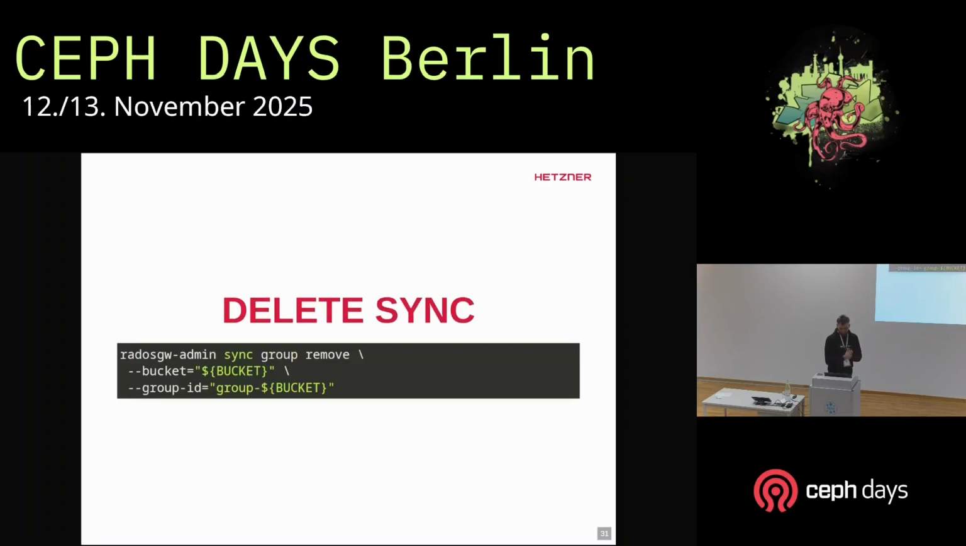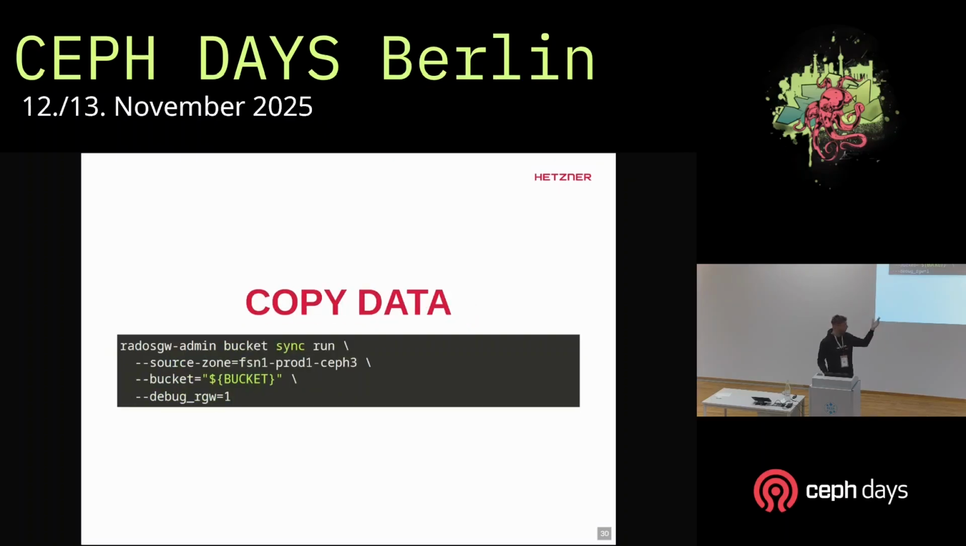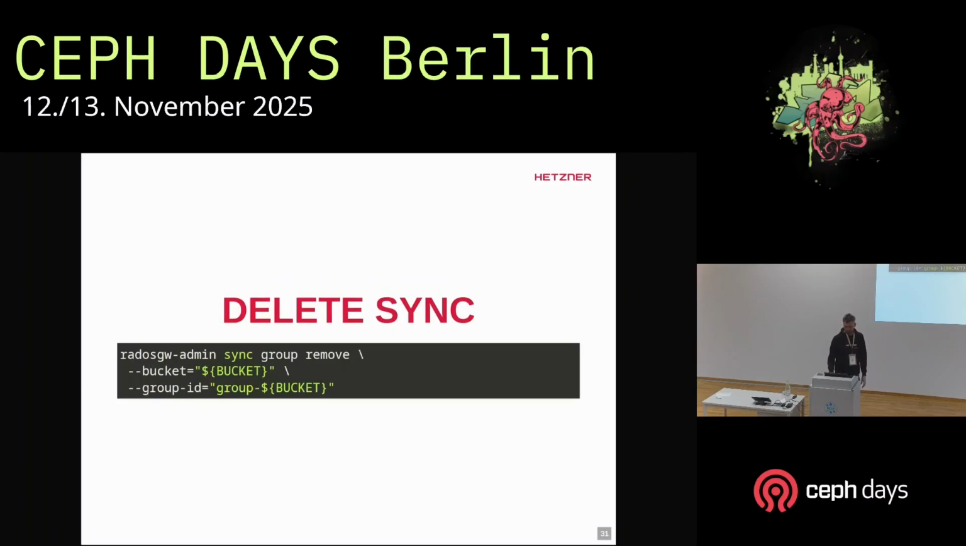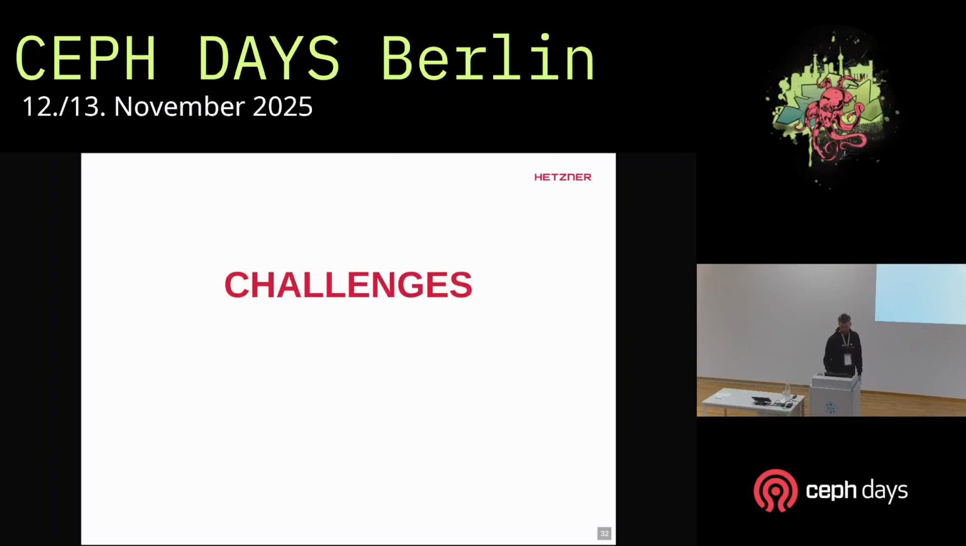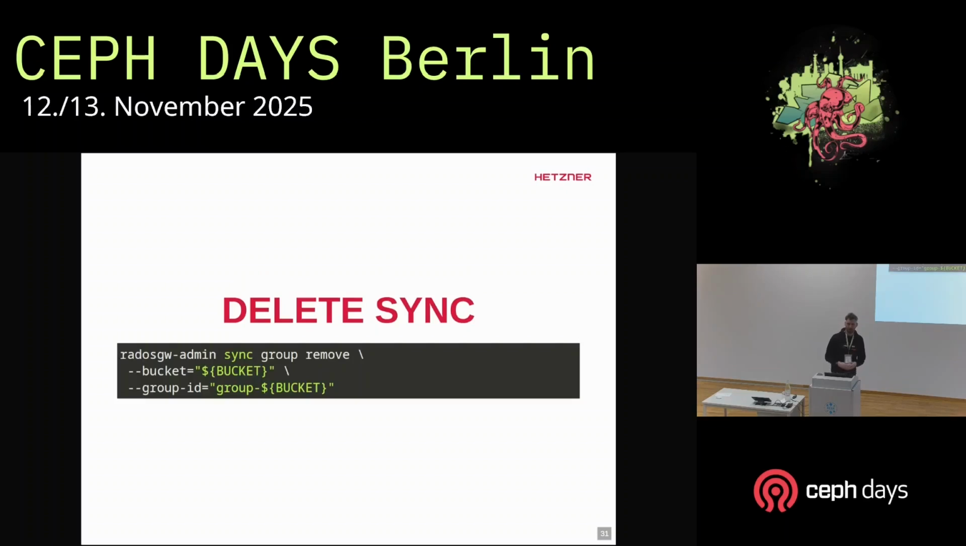And when we are done, we simply remove the sync group. So in the step between this, we would change the database entry and we would wait some time, to make sure that the customer is not complaining for whatever reason, so we would not delete the source data immediately. And then we delete the sync policy after that. And then we can start deleting the data.